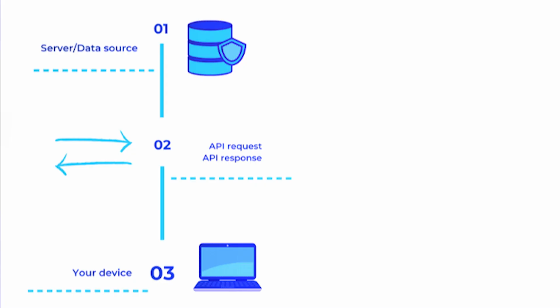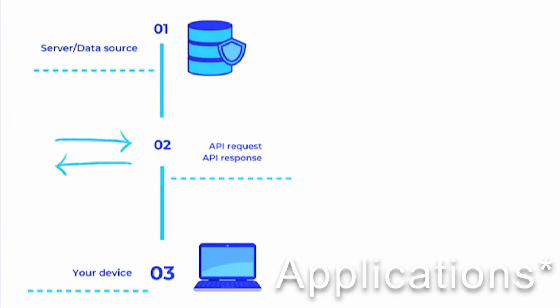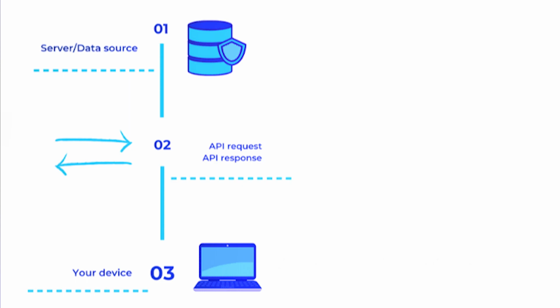And what is an API? An API, or application programming interface, is a software intermediary that allows two applications to talk to each other. In practice, an API is a set of functions and procedures that allow you to access and build upon the data and functionality of an existing application.